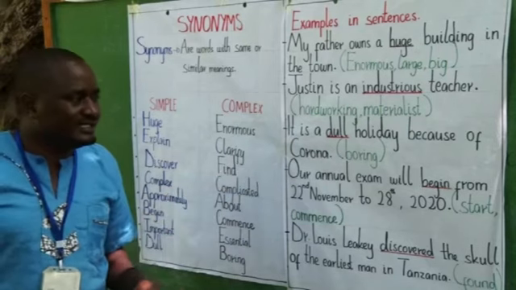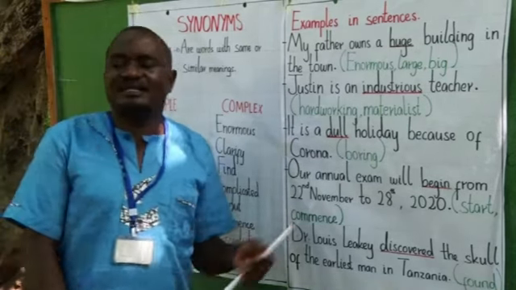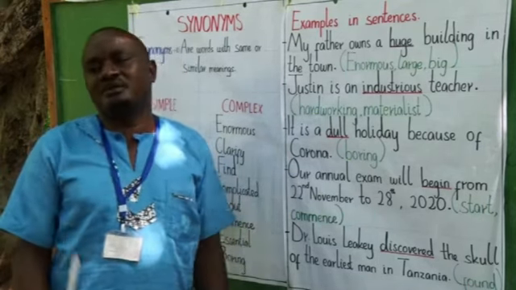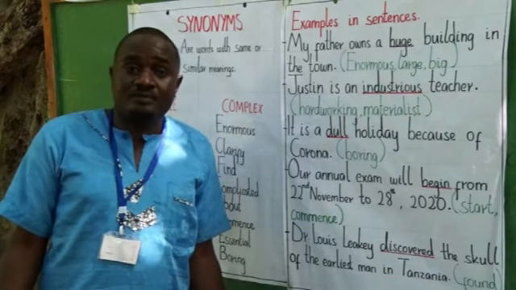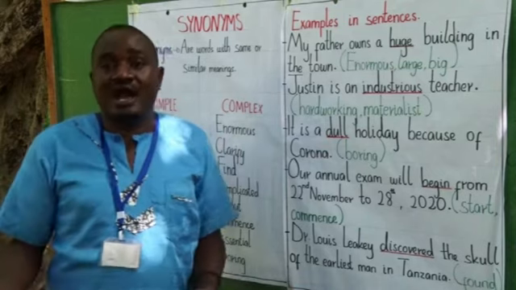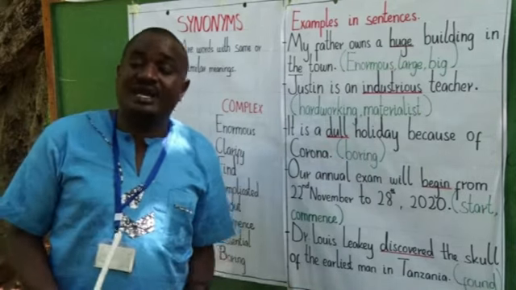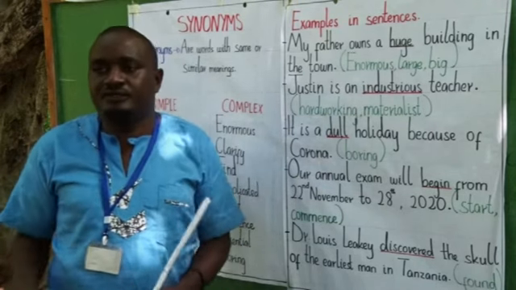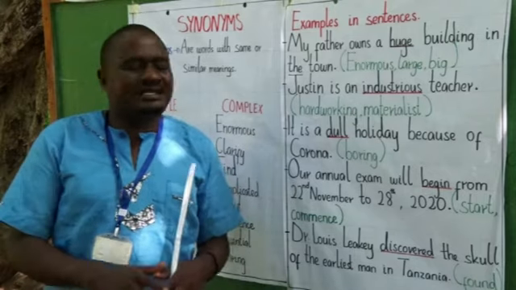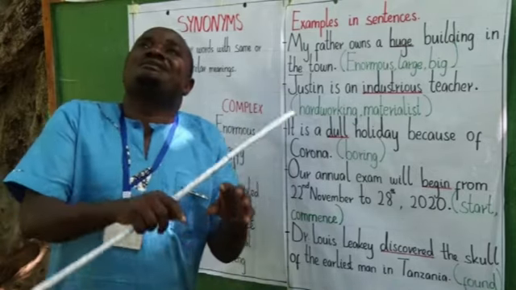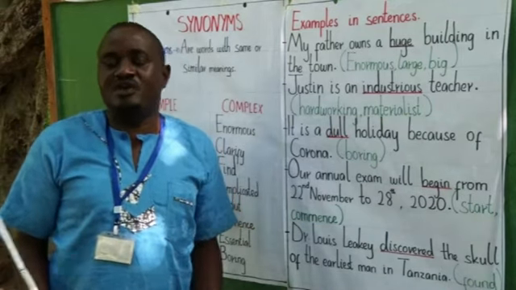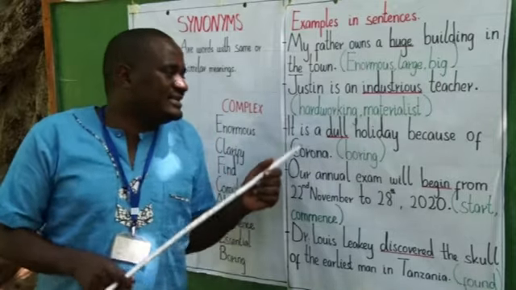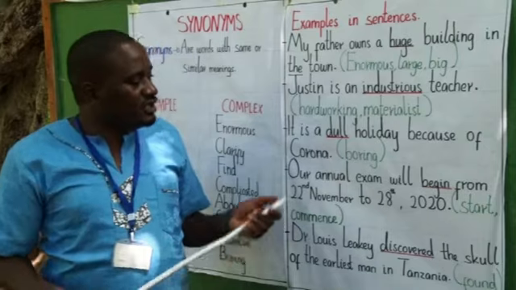It is a dull holiday because of Corona. It is a boring holiday because of Corona. Though you are staying at home, there is no money. Your parents are no longer working. Maybe they depend on their job, their employment. No work now. At home, maybe you are suffering. There's not enough food. You don't enjoy being at home. Though you're at home, it is a boring holiday because of this Corona. You're not allowed to get out of your homes. Why? Corona. So it is a dull holiday because of Corona.